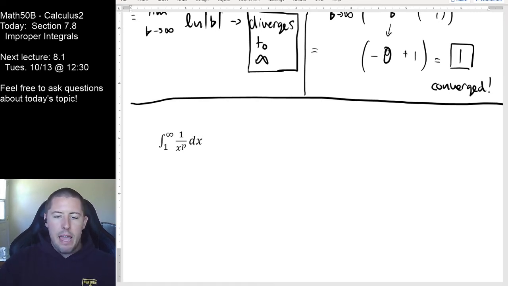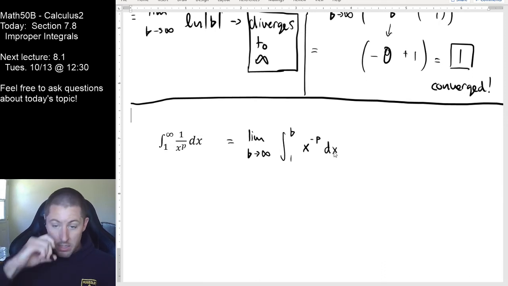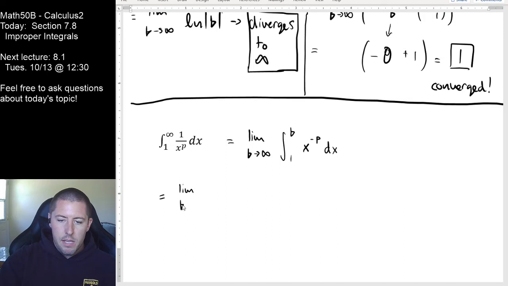So let's play the same game, but notice in this one we're doing this for a general power on x instead. So the two moves I'm going to make for myself to help myself out here are, one, I'm going to rewrite this as a limit statement, right? Rewrite my infinity bound as a limit. The other thing I'm going to do for myself is I'm going to rewrite this as x to the negative p, so I can do my integration a little bit more easily for myself here. And when I do this, what I'm seeing here is we should be getting limit as b goes to infinity. I'm going to add 1 to the power, so I'm going to get negative p plus 1.